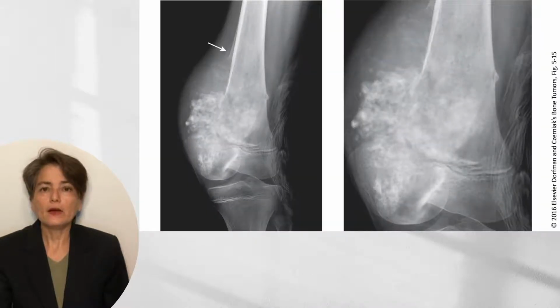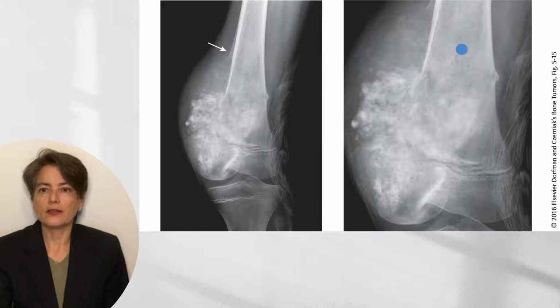Now let's compare that sclerotic area with what we see here. This is an osteosarcoma. We're going to go into this in more detail. What I wanted to show you simply in this video is looking at the interface of the tumor with the normal bone. So we can't really see where it is.